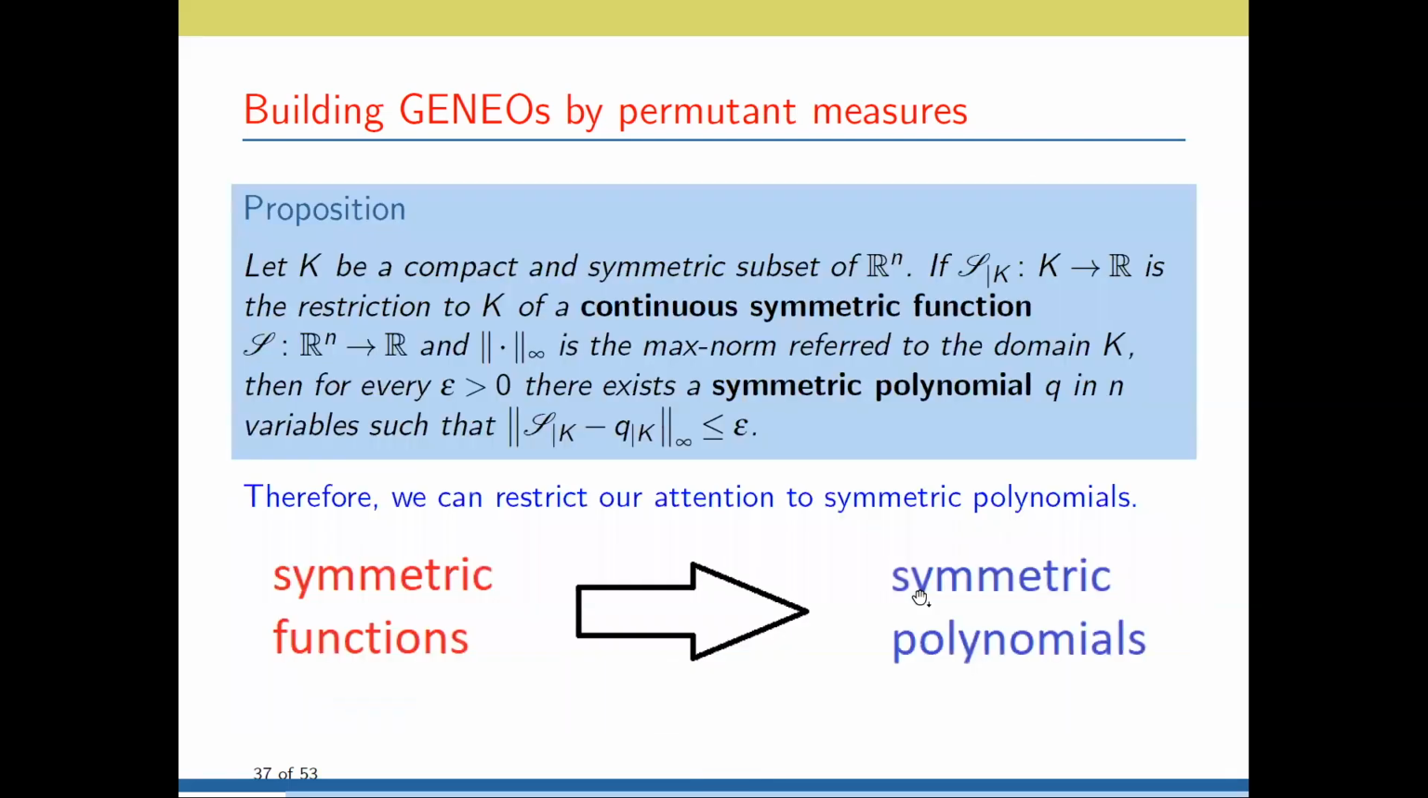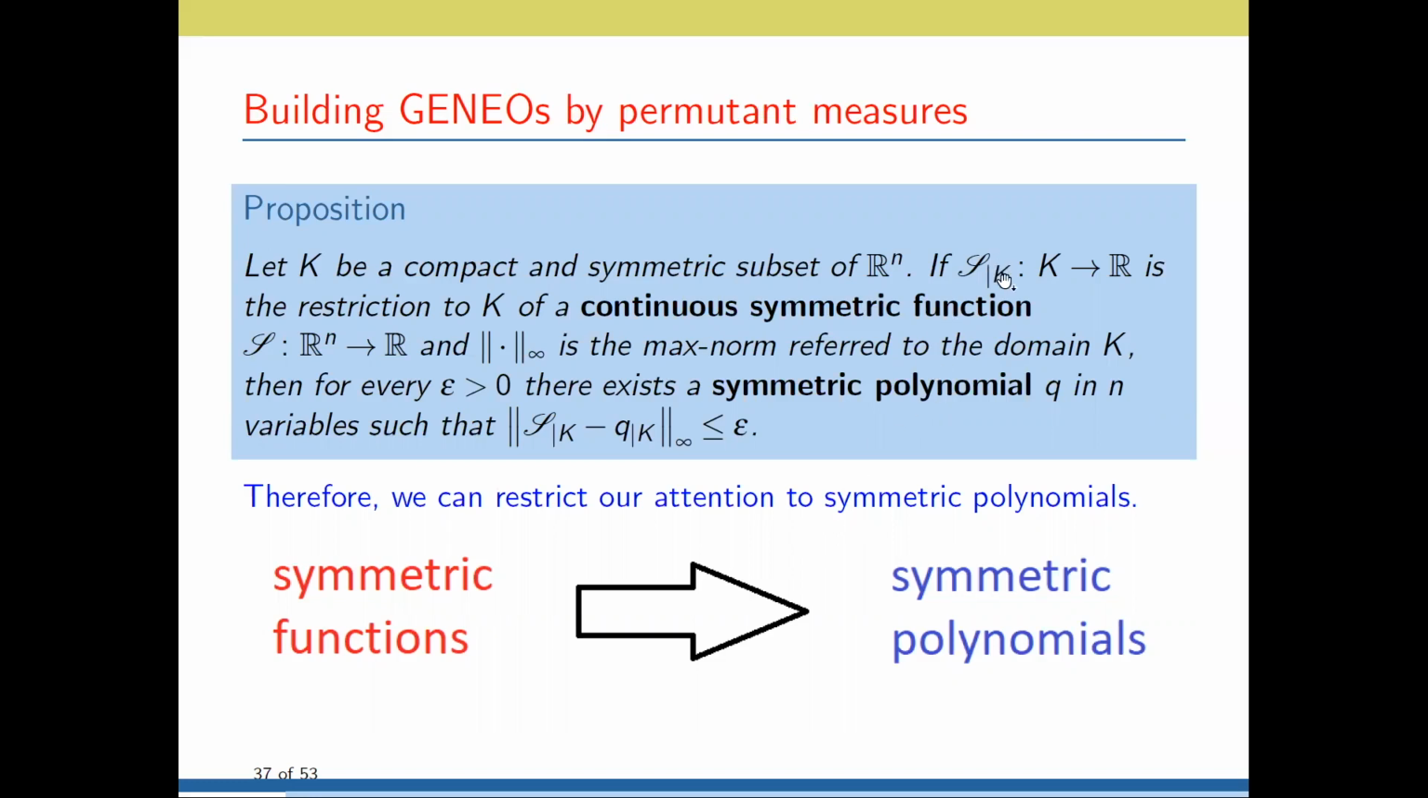So now, if we have a symmetric function, not just the weighted average, we can build a GENEO. But now we have to say something about symmetric functions, something that you probably already know. It is a well-known theorem, proposition. Let K be a compact and symmetric subset of Rn.